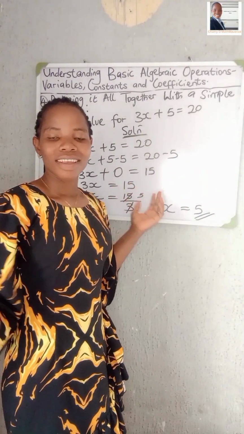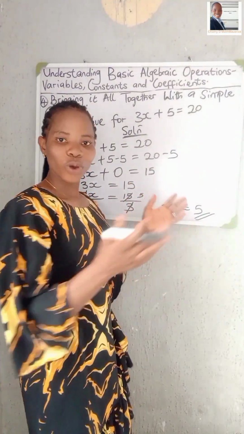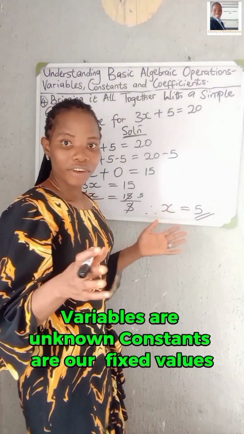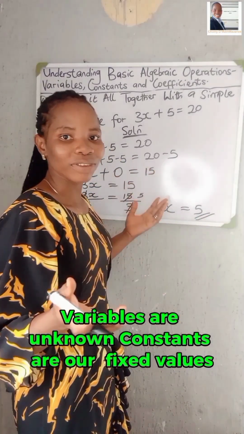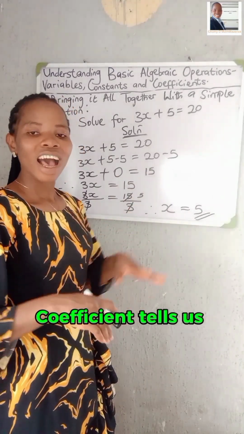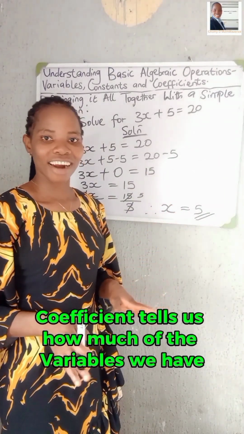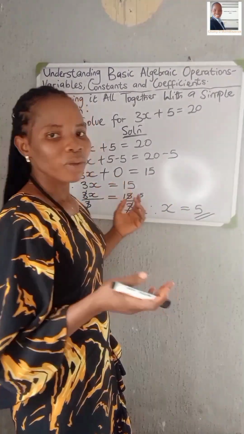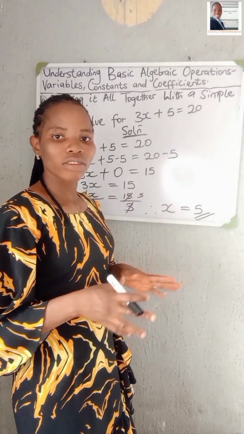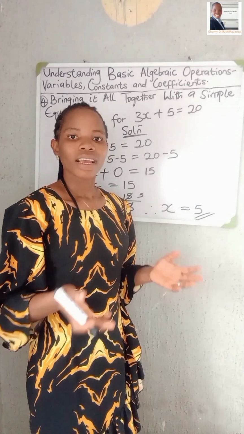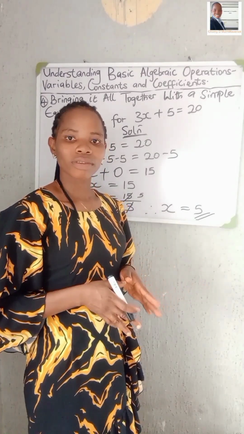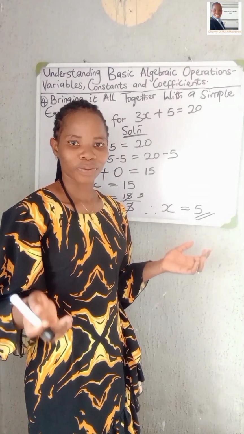And there you have it, a simple introduction to the core idea of algebra. Variables are unknown. Constants are our fixed values. Coefficients tell us how much of the variables we have. Understanding these concepts will make tackling algebra problems so much easier. Keep practicing, and soon enough, these problems will be second nature.